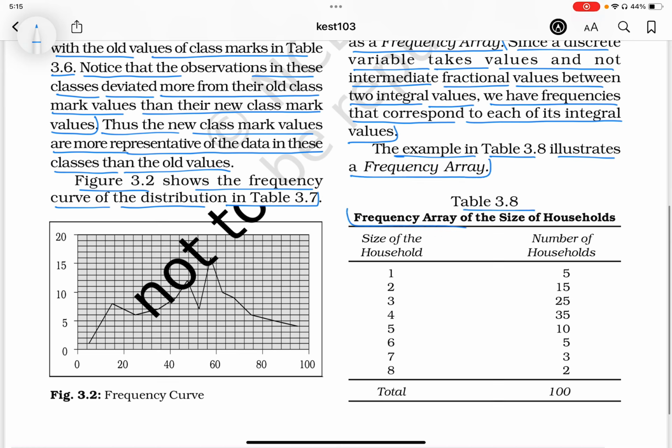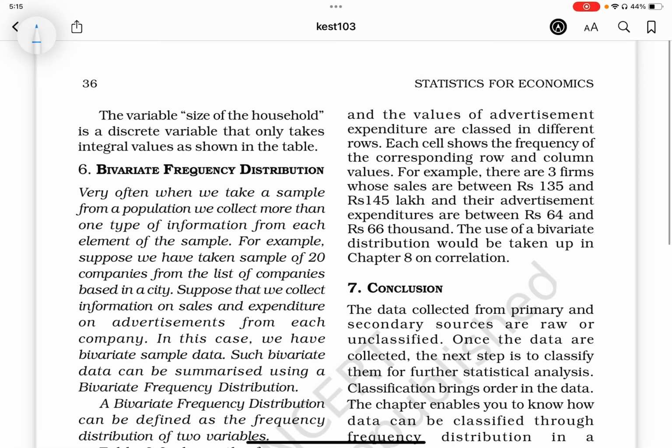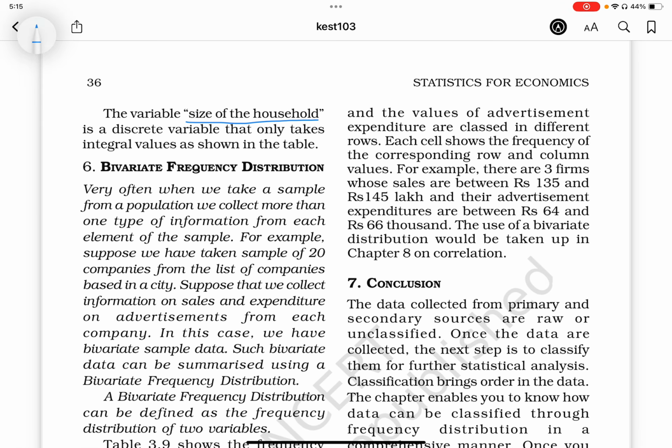Table 3.8, frequency array of the size of households. Size of household, number of households. 1 is 5, 2 is 15, 3 is 25. The variable size of the household is a discrete variable that only takes integral values as shown in the table.